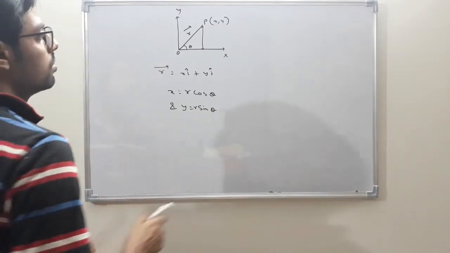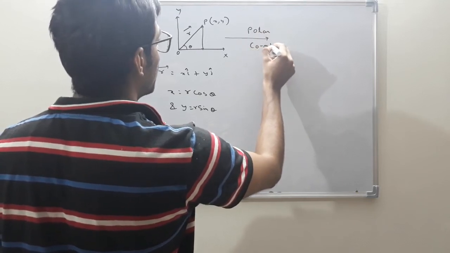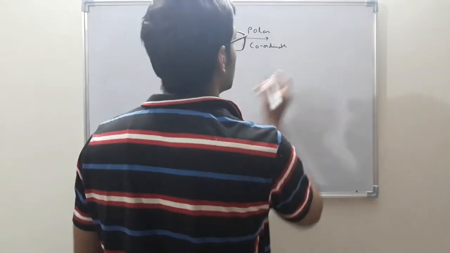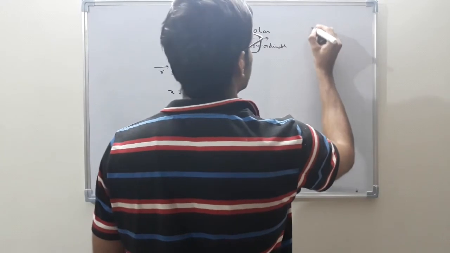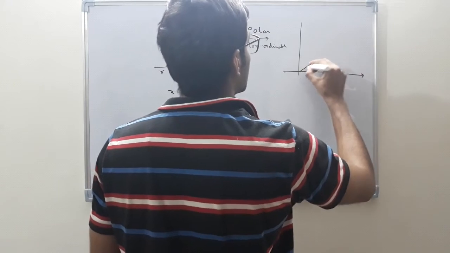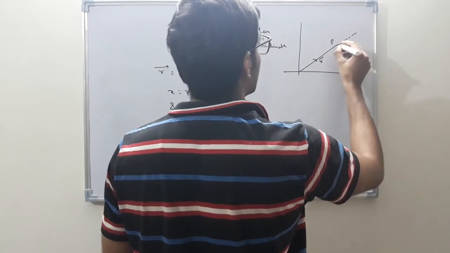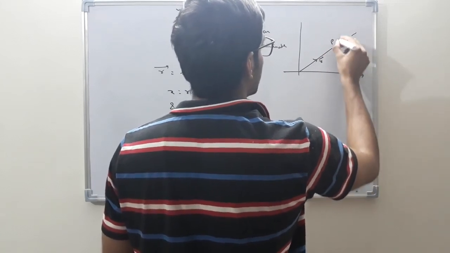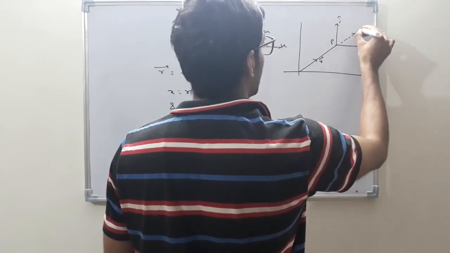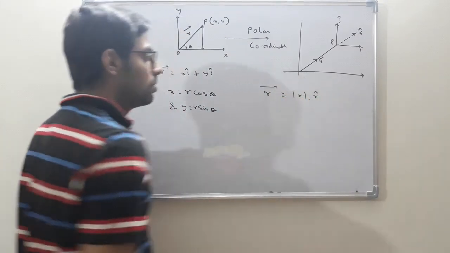Now, I told you that you can also represent this vector in polar coordinates. So let us try to represent it in polar coordinates. What will happen? In this case, this is the point P. This is the direction of r vector. This is the direction of x. This is the direction of y. So it is the direction of i hat, it is the direction of j hat, it is the direction of r hat.